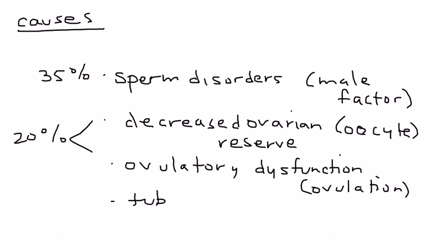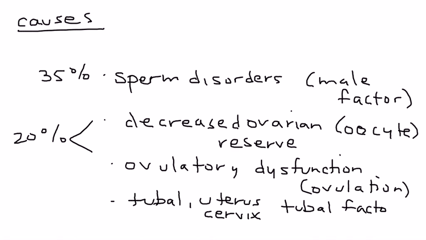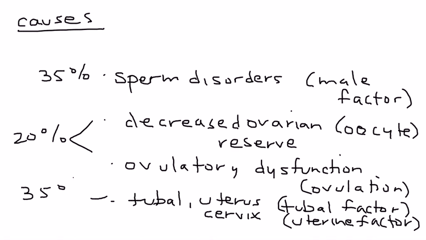Then you have problems with the fallopian tube, or the actual uterus, or the cervix. So the anatomy, and those are conveniently known as Tubal factor or uterine factor for obvious reasons. And those make up about 35%. And then the final 10% are essentially unexplained causes of infertility or unidentifiable causes of infertility.